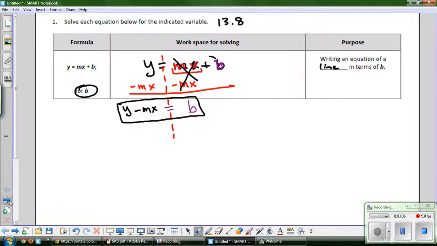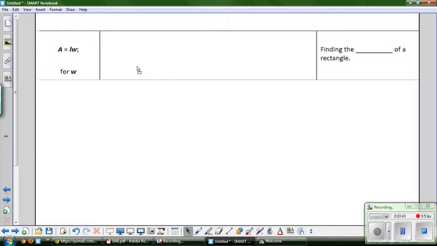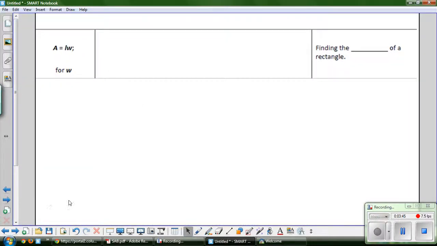Let's take a look at the second one. So this is just dropping down a box. We're dealing with a equals l times w. So I'm going to rewrite it here.